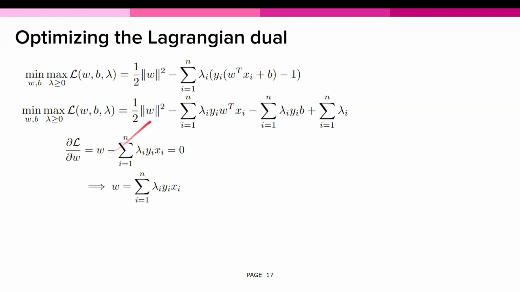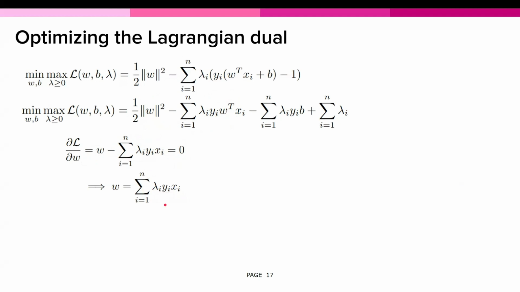In this case, the partial derivative with respect to w would only need to consider these first two terms. So the 2 would come down, cancel out this half, and then we're left with a single w. And then the derivative with respect to w of this term gives us this sum over lambda i, yi, and xi. And then if we set this to 0, what we arrive at is a new constraint that tells us that the parameter vector is expressed as a linear combination of the training data points.